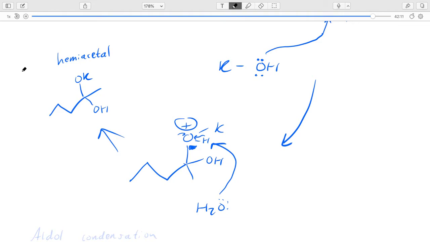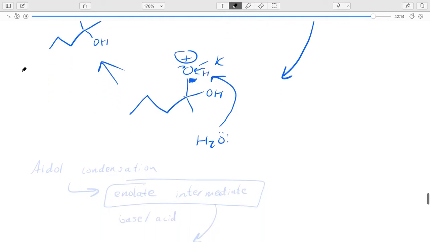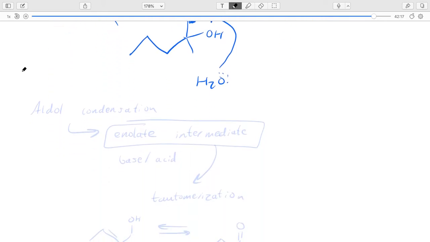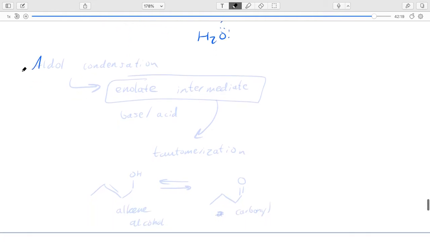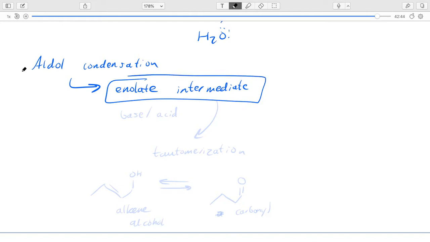There's also aldol condensation, which I don't really want to go over right now, but I'll just mention it. This involves the use of an intermediate called the enolate. Oh, your daily Buddha quote has arrived. This requires the enolate intermediate, and will require a base or an acid solution.